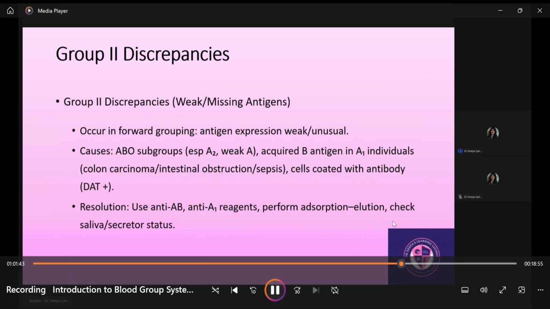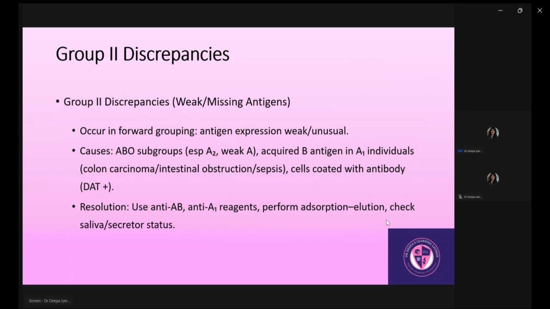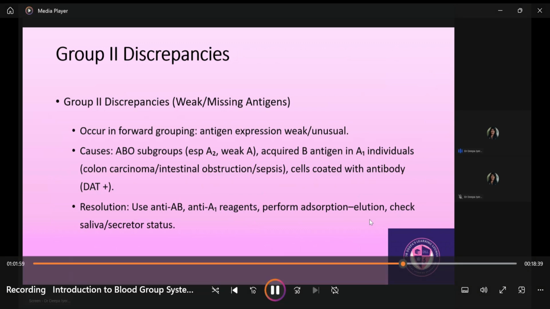So the lab approach is to, again, prolong the incubation, and use an anti-A1 lectin reagent in addition. Perform the absorption elution test, because a low antigen load can only be detected by absorption elution testing. And then the next step is to check the saliva secretory status. Make the whole table of detecting weak antigen, which we just discussed some time back. Finish that whole thing and you will get your answer.